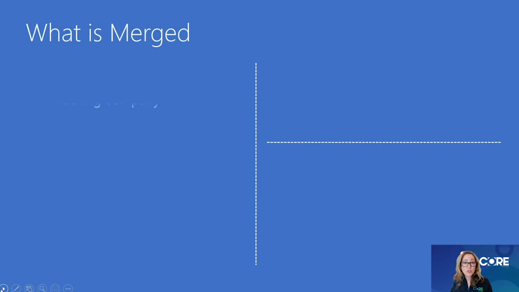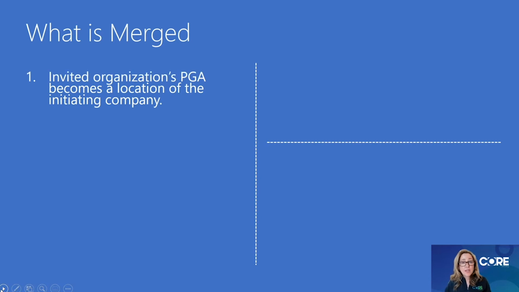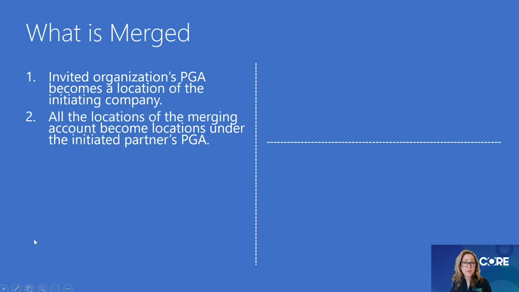So what will get merged? The invited organization's PGA account will become a location underneath that initiating company. So Company A is going to invite Company B, and Company B's global NPN ID number is now going to become a location ID underneath Company A. All of the locations from Company B are also going to carry over and continue to stay as location IDs.